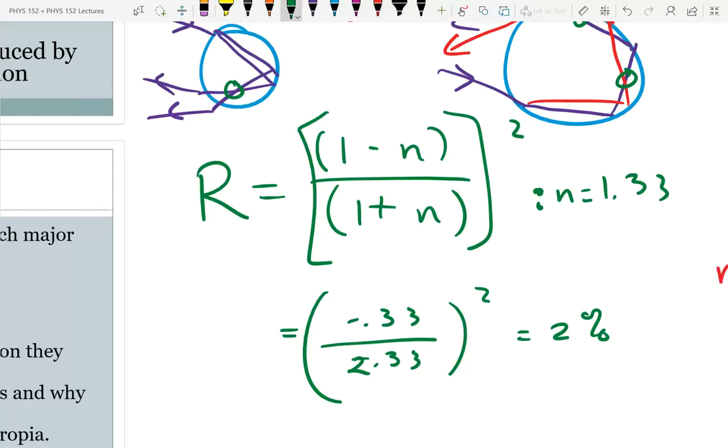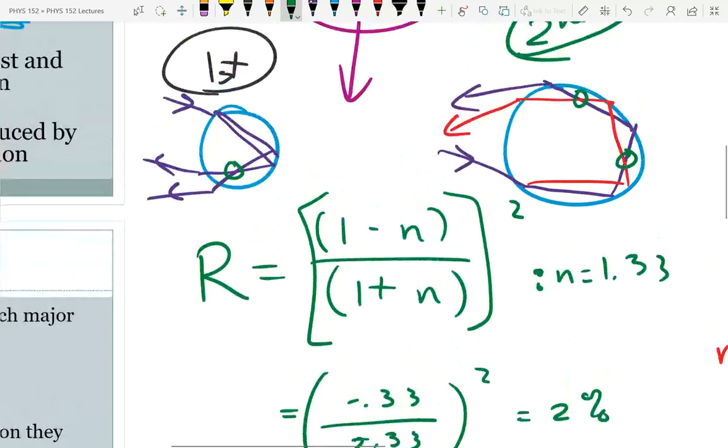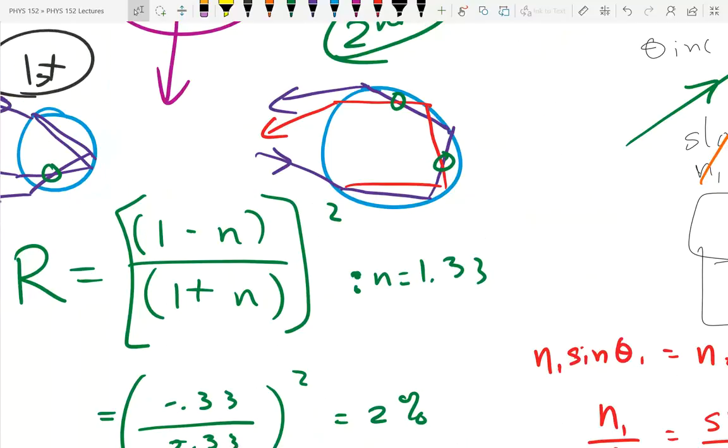Right? You don't have to know how to calculate that reflection percentage. But it's only about 2% that you get reflected. For the second order bow, it's 2% of 2%. That's a pretty weak second order rainbow, which is why you usually don't see them.